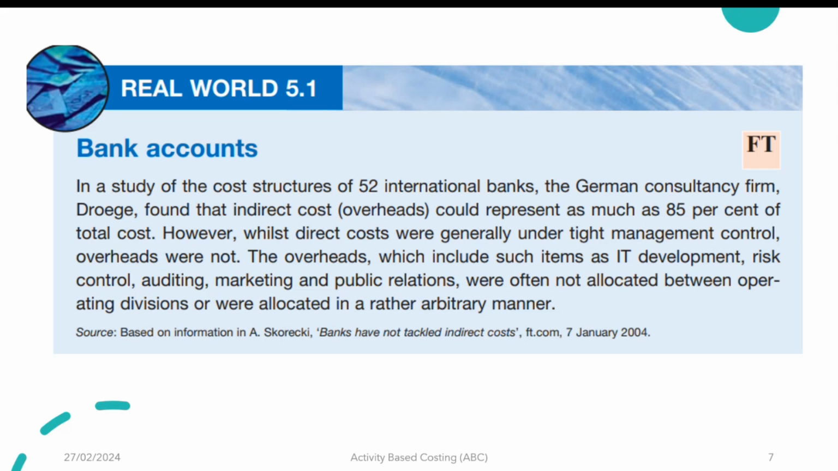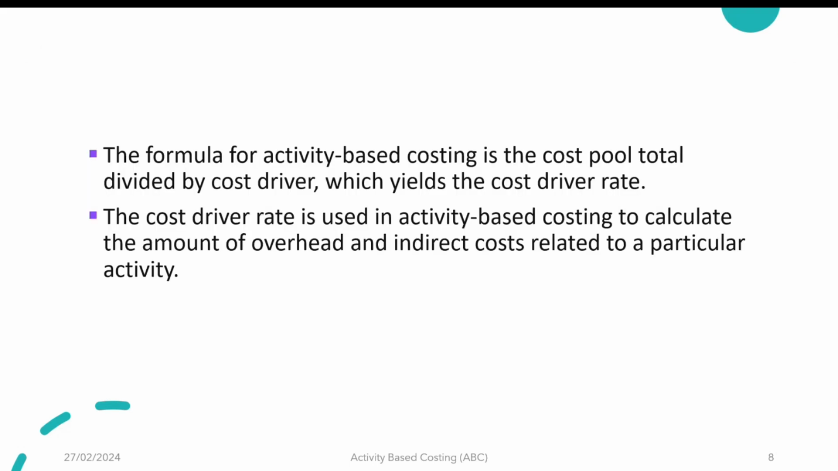So that shows ABC, if it can be identified and used correctly, can be quite beneficial in precisely calculating the costing and supporting decision making. To put it simply, overheads using ABC has a formula. The formula for activity-based costing is the cost per total divided by cost driver, which yields the cost driver rate. So it would be cost per total divided by cost driver.